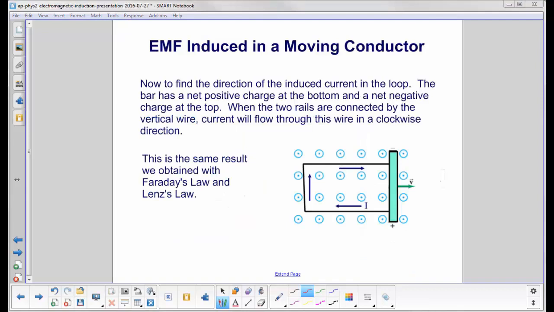Find the direction of the induced current in the loop. The bar has a net positive charge here and a net negative charge up here. So when we connect it to a conducting wire, like so, charges will flow from positive to negative. So this is giving us a clockwise direction, which is the exact same result we obtained with Faraday's law and Lenz's law.